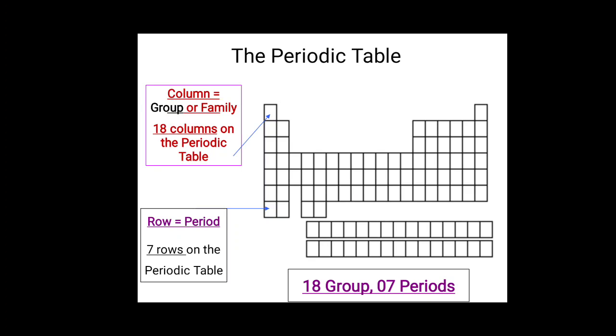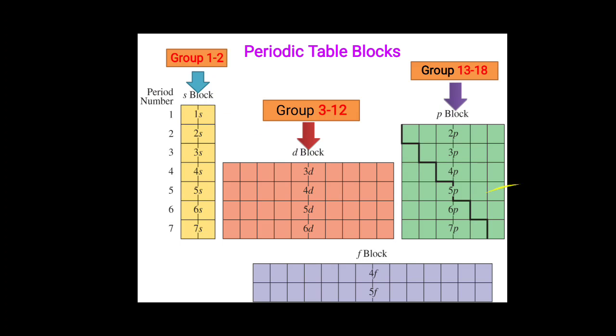There are 18 groups. Group means vertical column, there are 18 vertical columns, and period means horizontal rows. There are 7 rows or 7 periods. Group means column and row means period. Got it?